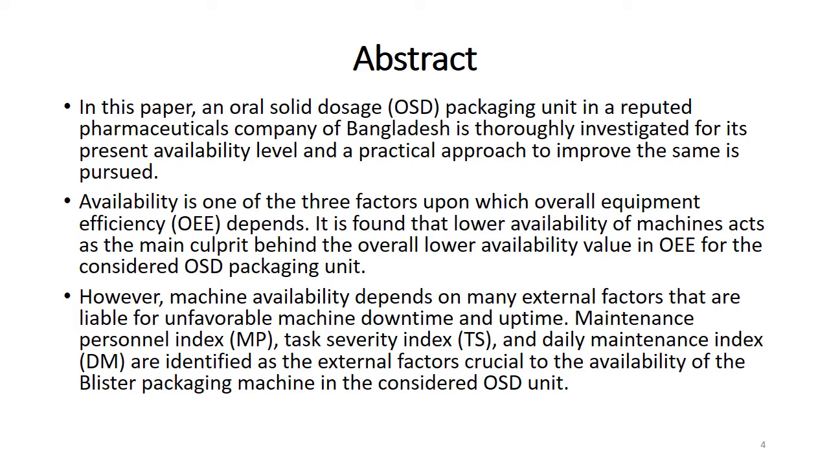This paper thoroughly investigates the present availability level of a packaging unit in a reputed pharmaceuticals company in Bangladesh and finds out a practical approach to improve that availability level. Availability is one of the three factors upon which overall equipment efficiency depends. However, machine availability depends on many external factors which will be discussed as the presentation goes on.